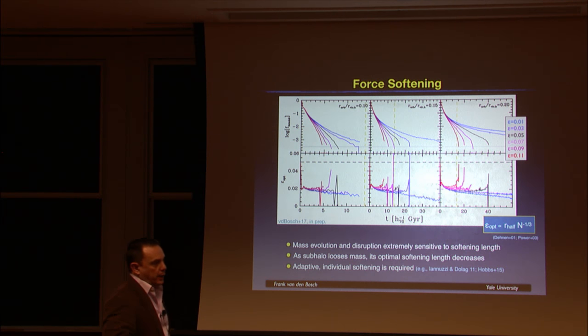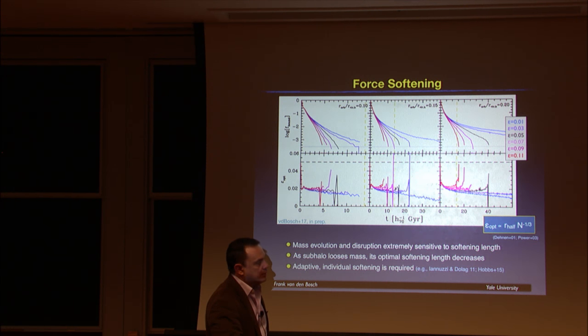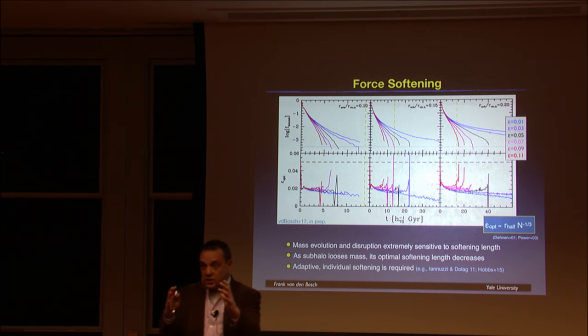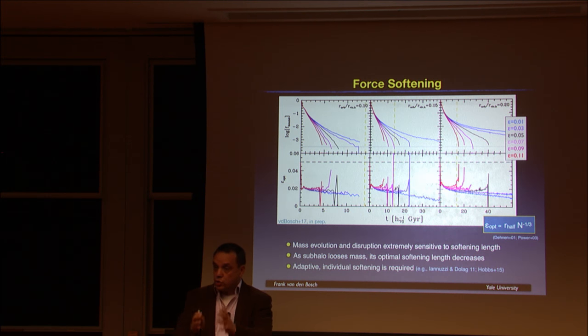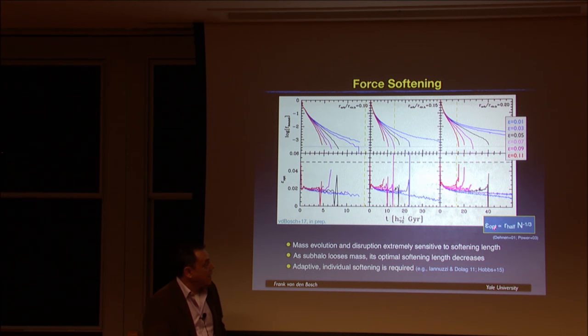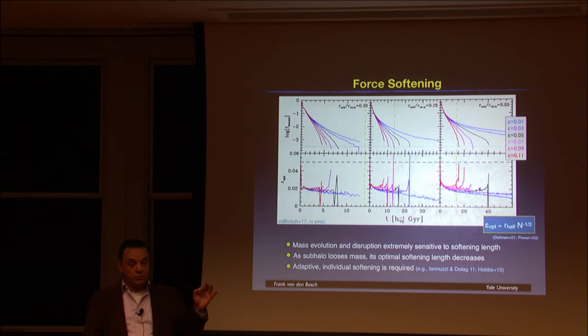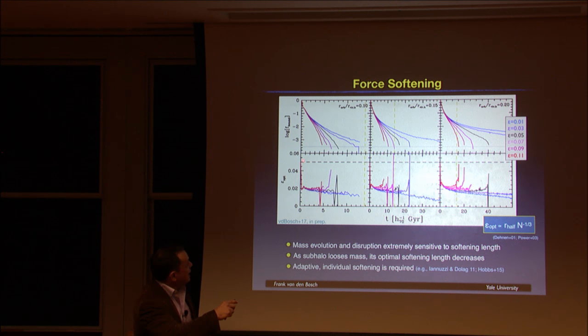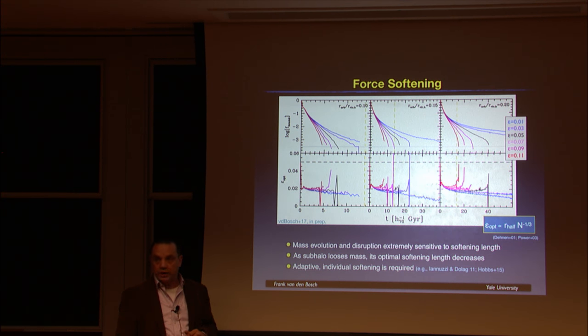And the reason is the following. It turns out that the optimal softening length scales with the size of your system and the number of particles that you use to resolve it. But that is changing if you're a subhalo and you lose mass. So you can actually calculate what the optimal softening length is as a function of time. And that's what is plotted here. You see it starts out at 0.05 and then boom, it drops like a rock and saturates at 0.01, 0.02 in all cases. And if you actually run it with a softening length of 0.01, 0.02, they all survive. You don't get disruption.